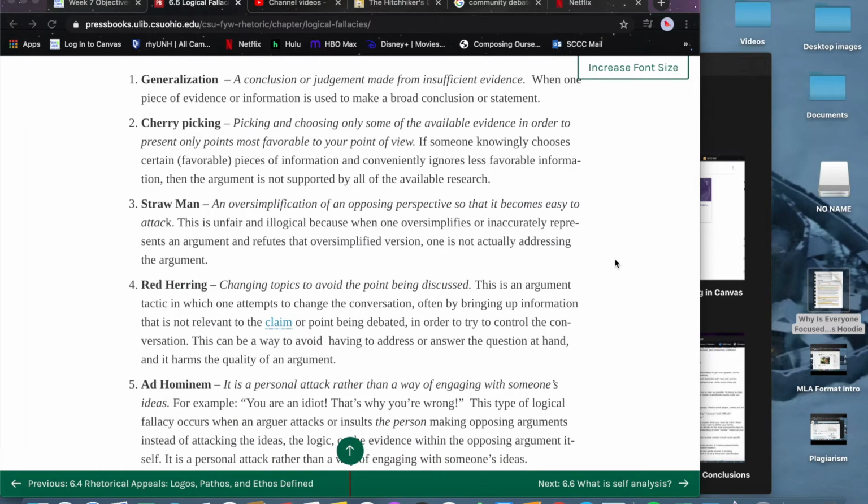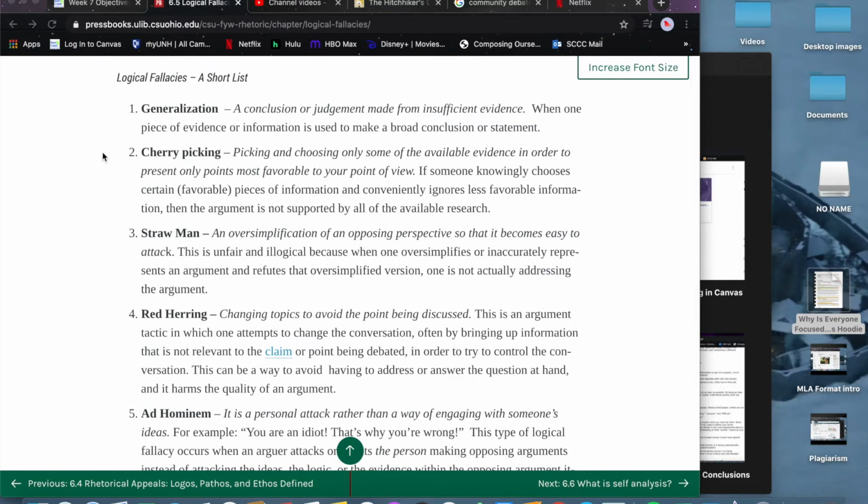So when you're choosing your argument for your paper, you don't necessarily have to search for one that is totally 100% successful and argue why it is 100% successful. You can instead take an argument that you think is a poor argument and you can break down why it is unsuccessful. So some of the major ones: generalizations, conclusions or judgments made from insufficient evidence.